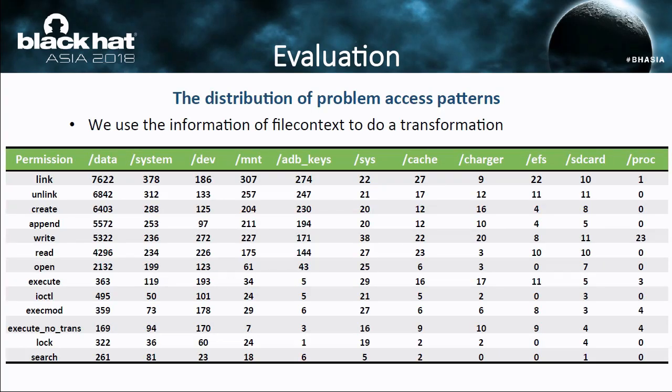After this, we also evaluate the vulnerable rules based on the problem access patterns. The problem access patterns are defined by the object and permission. We also transfer the object into a concrete file type based on the file context information we acquire from the end users. For example, the app data file object will be transferred to /data. In practice, when attackers complete the privilege escalation, they will exploit the files located in /data and /system.